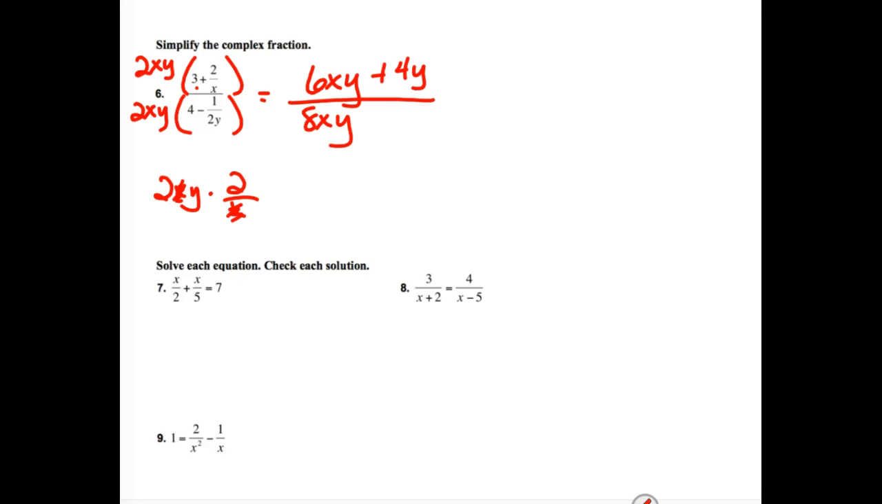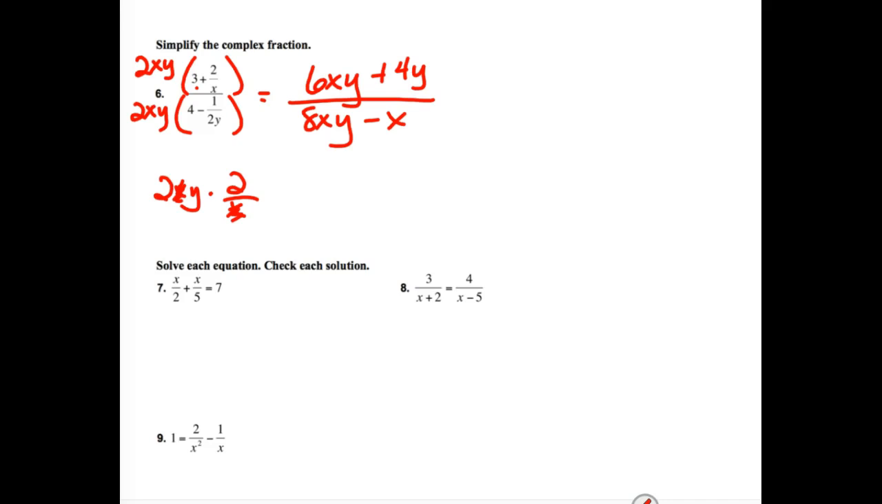What do we get when we distribute that 2xy to the negative 1 divided by 2y? Just an x, what sign? Yep, so minus an x. Okay, now that's done. That's as simplified as I can make it.